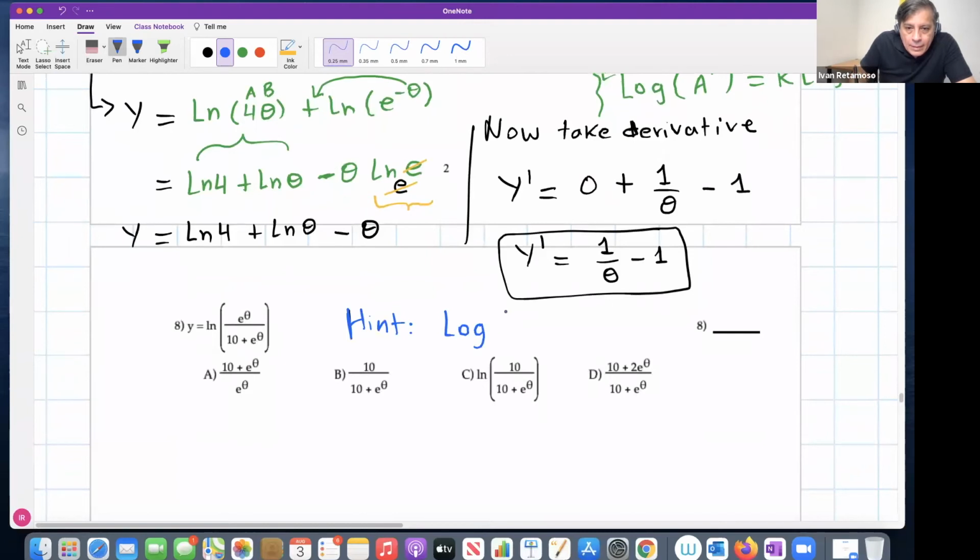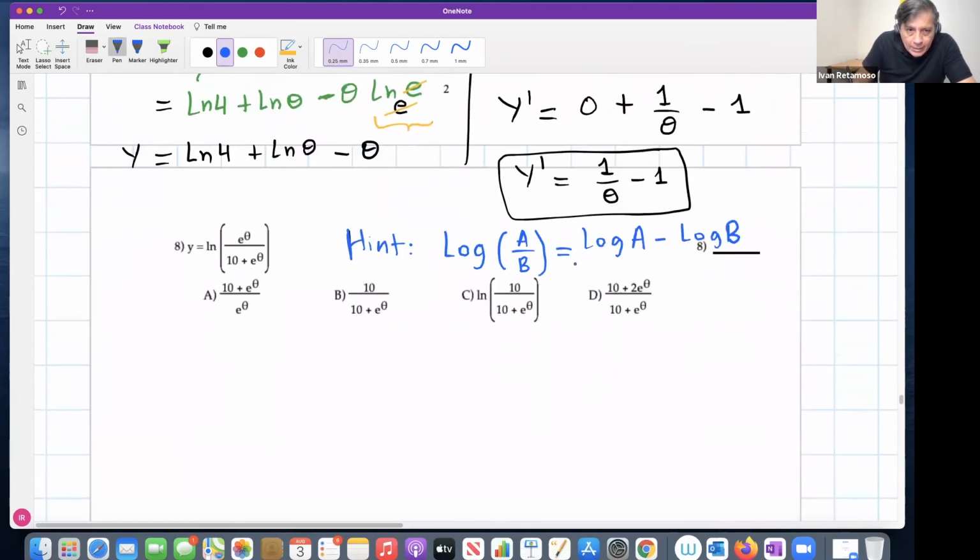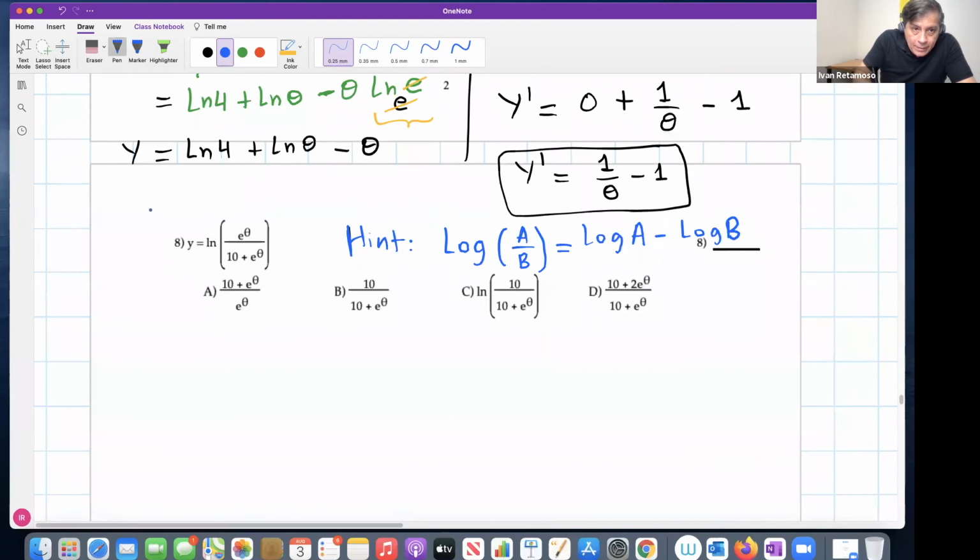Log of A over B is equal to log of A minus log of B, right? Use this: log of A minus log of B. So first simplify. I'm going to write it here clearly. First simplify. So, using this fact.